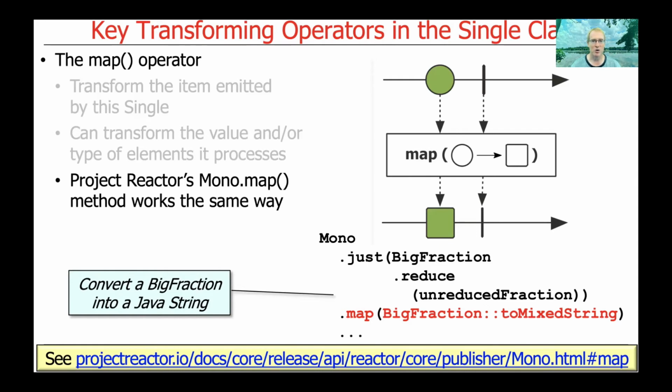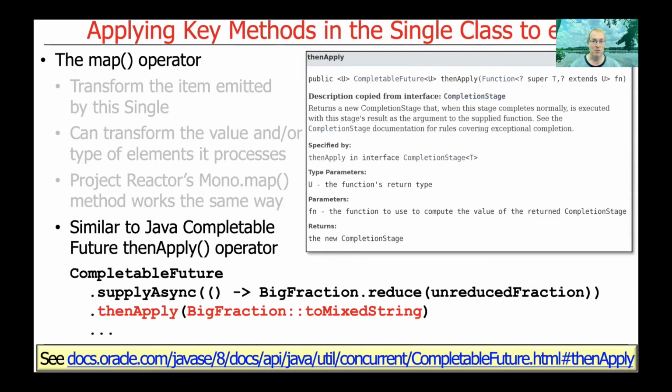a mixed string. Both of these methods from RxJava and Project Reactor are very similar to Java CompletableFuture's thenApply operator, which, as you can see, works very much the same way, where in this particular case, we go ahead and use the supplyAsync factory method to reduce an unreduced fraction, and then we apply the bigFractionToMixedString method in order to convert it to a mixed string.